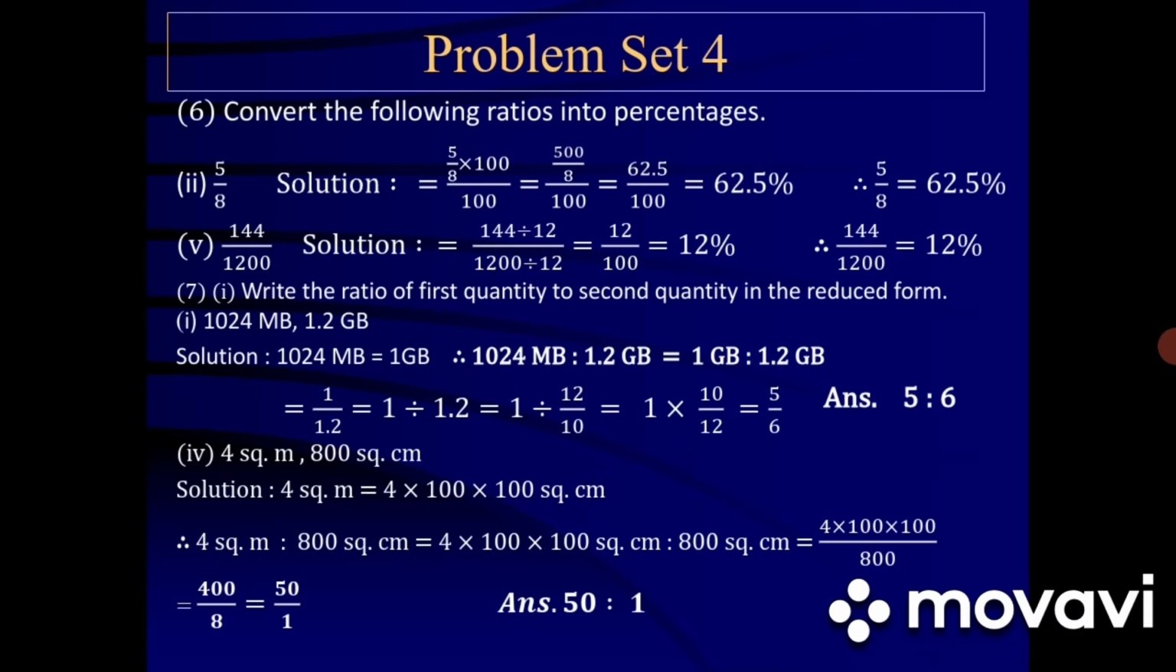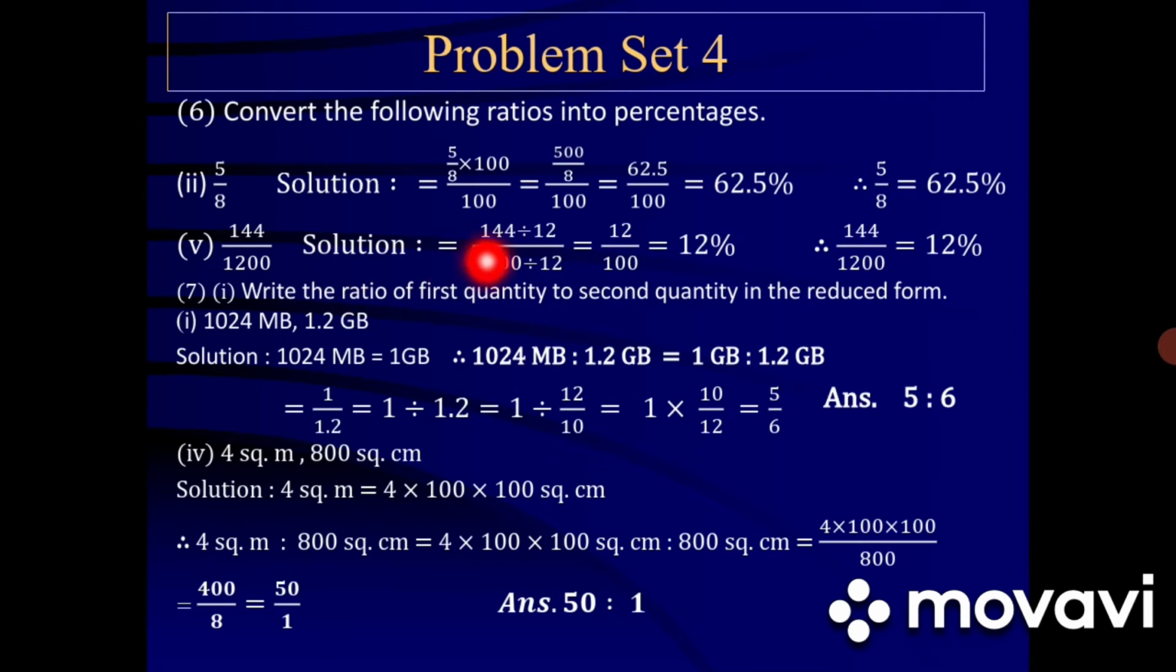Convert the following ratios into percentages. Subdivision 2. 5 upon 8. Solution: multiplying and dividing 5 upon 8 with 100, we get 5 upon 8 into 100 upon 100 is equal to 500 upon 8 upon 100, and that is equal to 62.5 upon 100, which is equal to 62.5%. Therefore 5 upon 8 is equal to 62.5%.